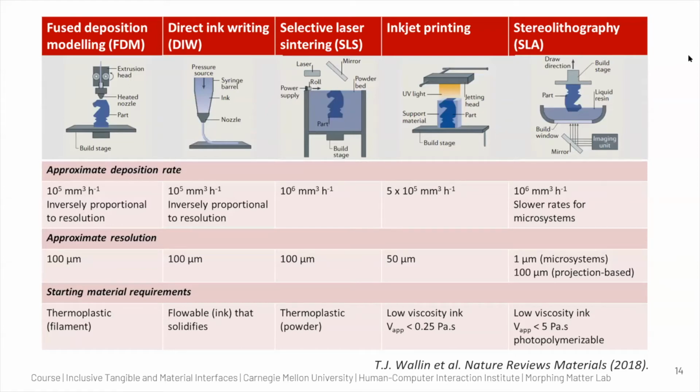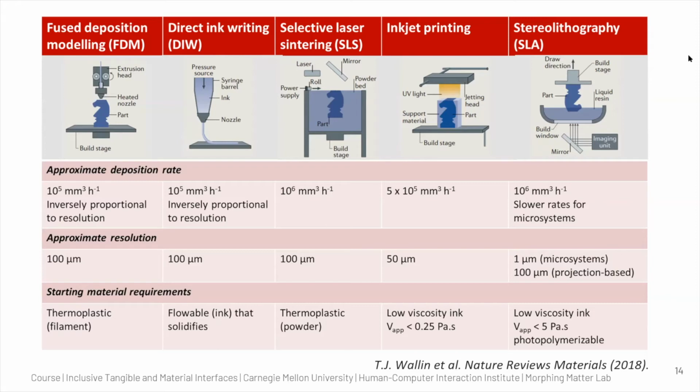In fused deposition modeling, it is one of the cheapest and easiest, but one of the disadvantages is that you do not have a wide variety of different materials that can be printed using this technique. In direct ink writing, you require an ink which is in a liquid state, and it should be solidified after it gets extruded by some means. In laser sintering, you need a powder which can be sintered using a laser.